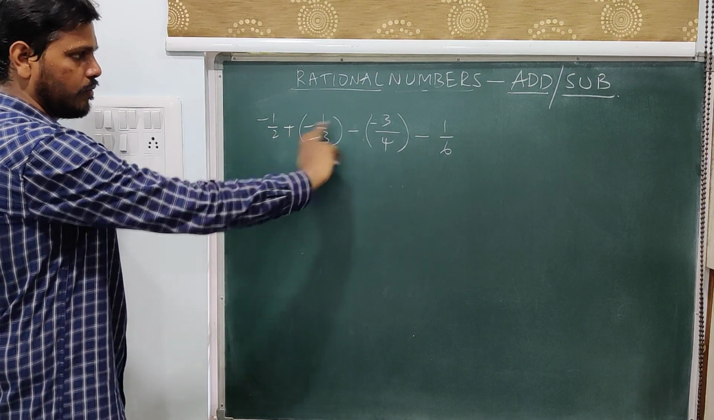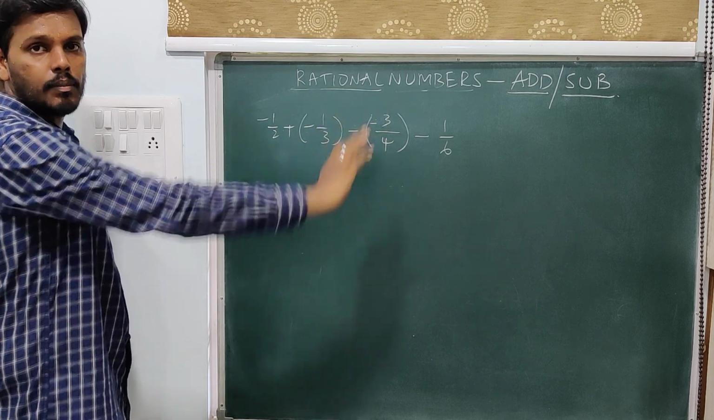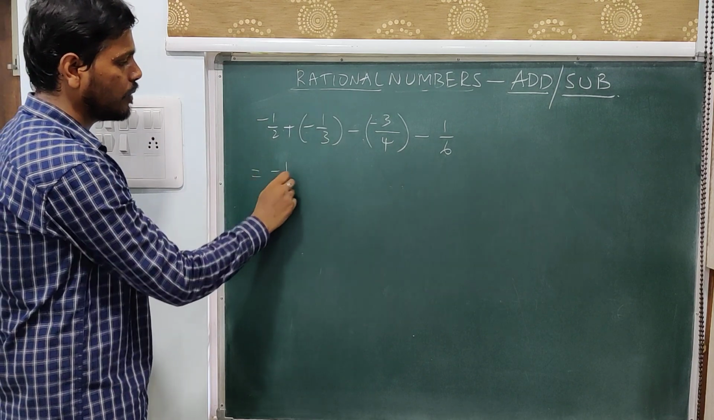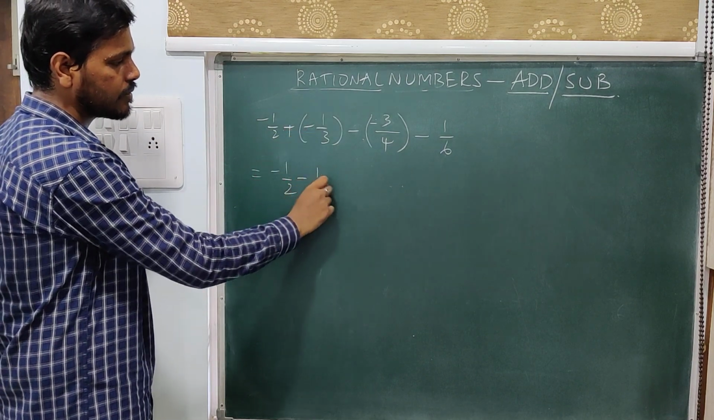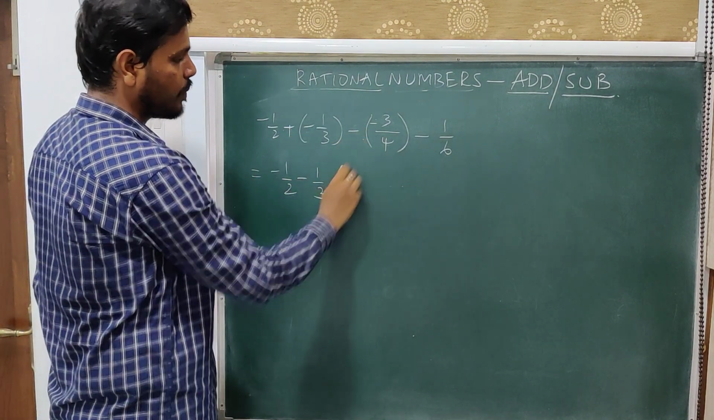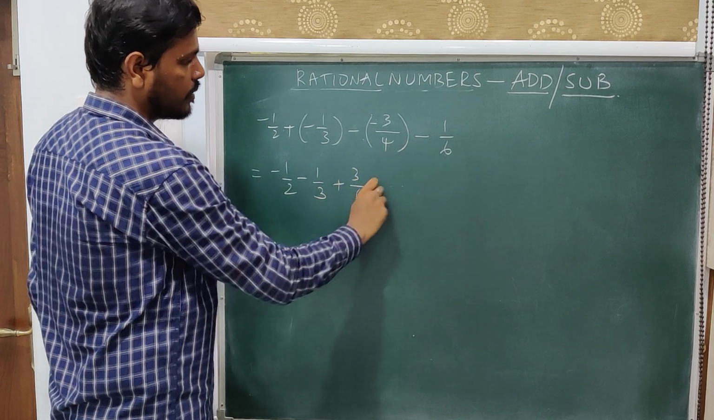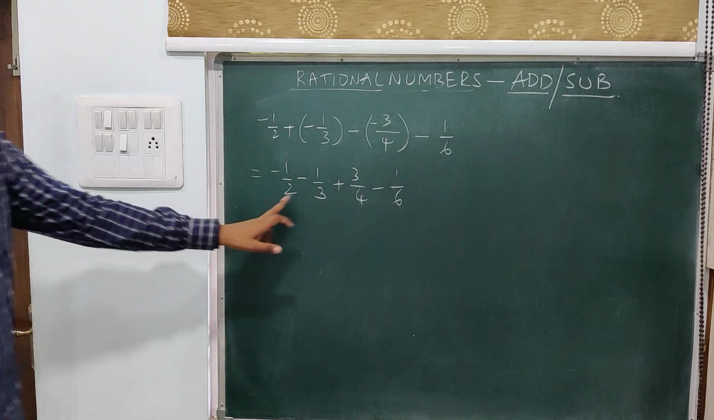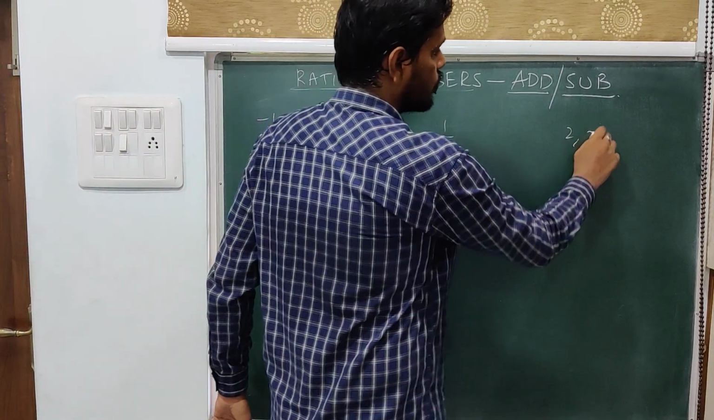Now first multiply. You have a bracket that indicates multiplication, so wherever you have brackets you multiply that, then the problem gets simplified. So minus 1 by 2 plus, plus into minus is minus, minus into minus is plus, and write the last number as it is. Now take the denominators, apply the same process. Take the LCM of 2, 3, 4, 6.